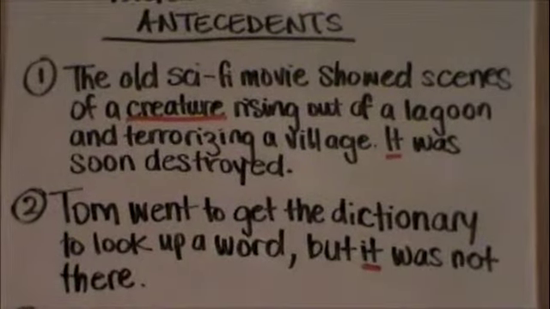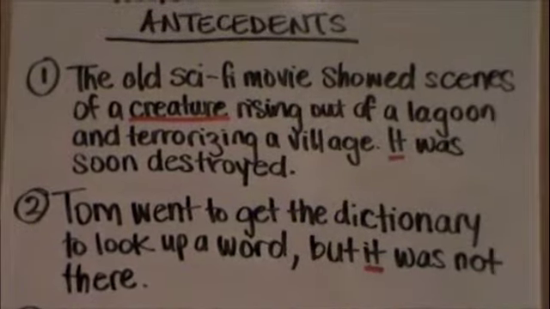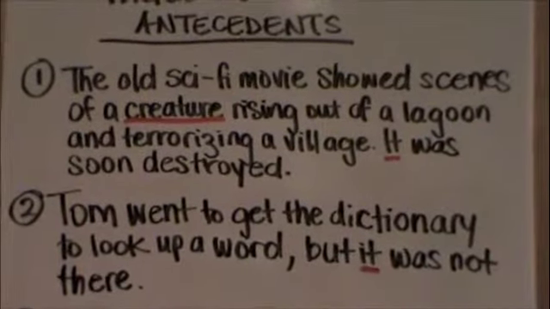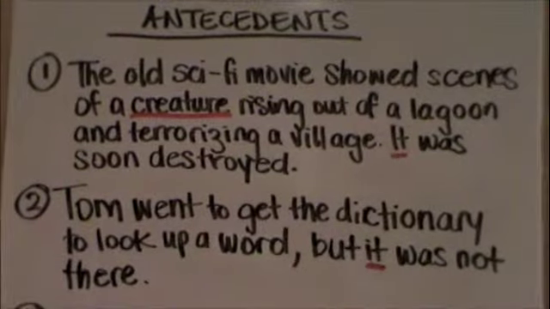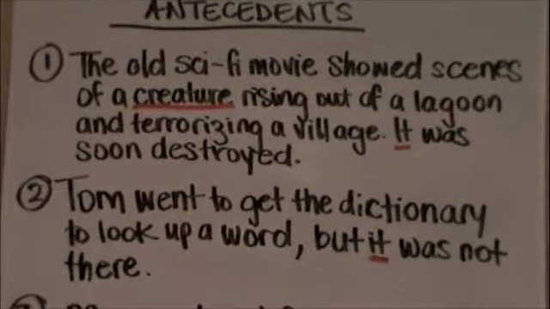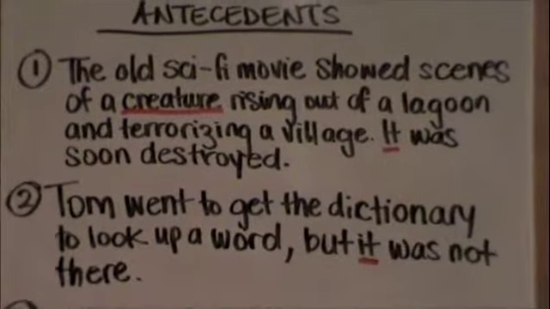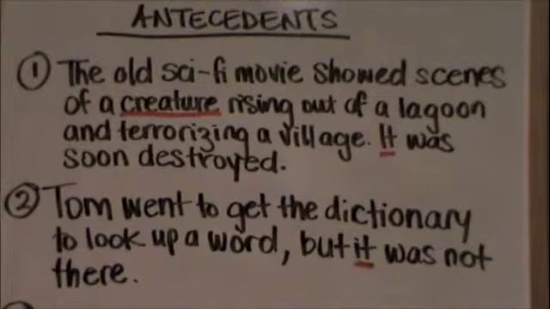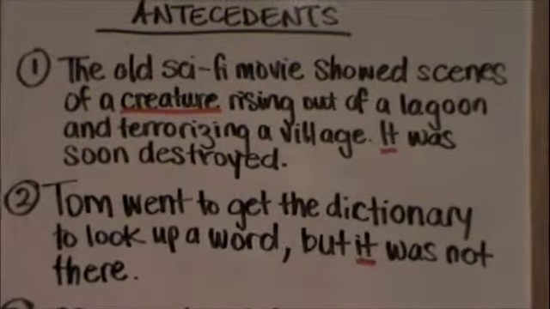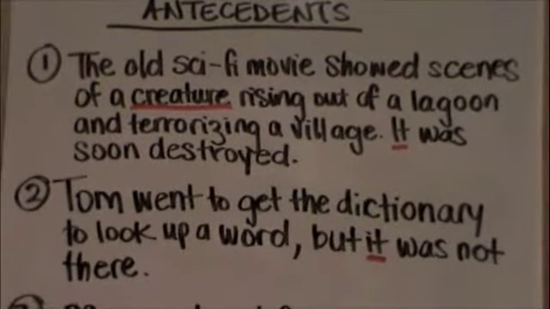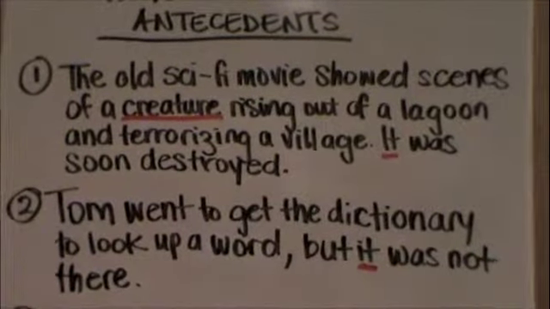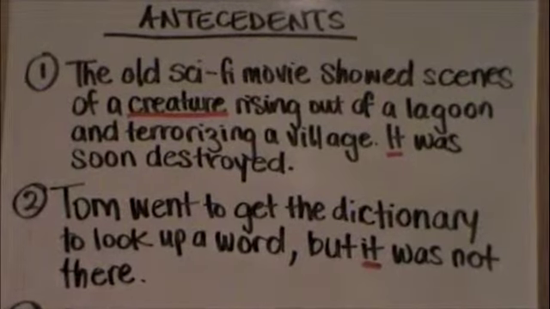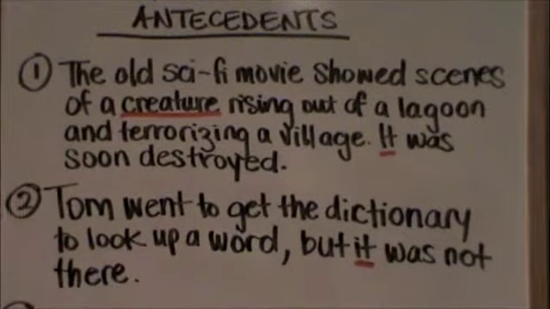Was the dictionary not there, or was the word not in the dictionary? That's the question we have to ask ourselves, but once again, there is no definitive answer until we rephrase the sentence. Think about how you could do that. Think about what we did in sentence 1. One possibility, a very safe one, would be something like, Tom went to get the dictionary to look up a word, but the word was not there. Now we know what it is referring to. You could easily have said the dictionary itself was missing from the shelf. Either way is fine, but not as it is written.